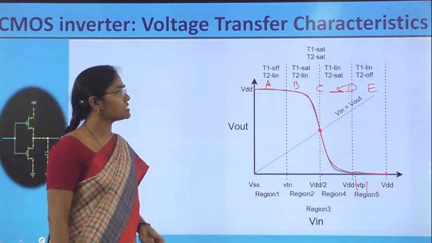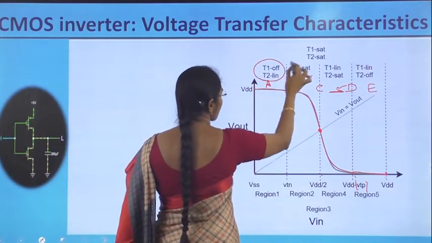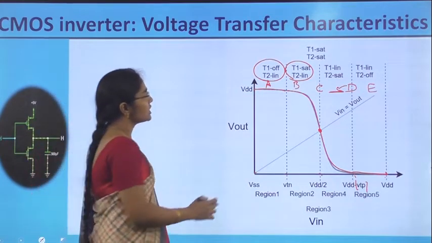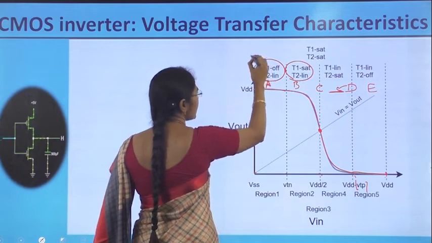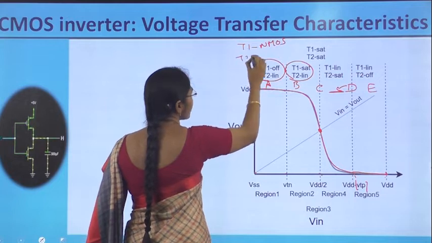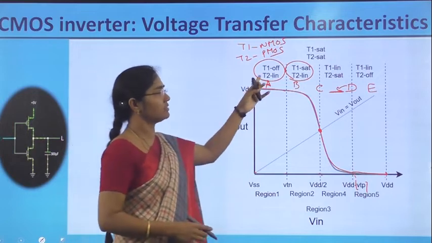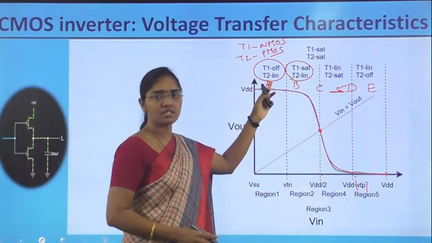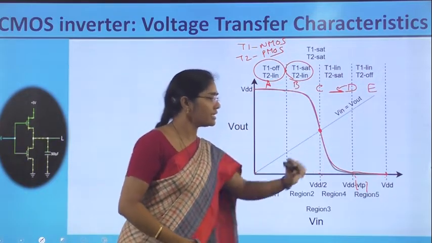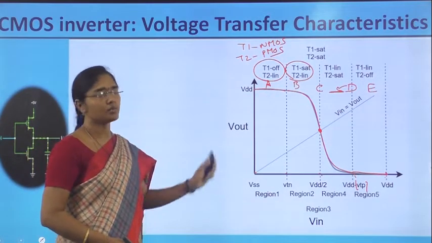In these regions, whether the NMOS and PMOS transistors are in saturation or non-saturation is also represented. In region A, T1 represents the NMOS and T2 represents the PMOS. In region A, T1 NMOS is off and T2 is in the linear region. Similarly, in region C, both are in the saturation region, and so on. Those are also represented here. These are the transfer characteristics of the CMOS inverter.